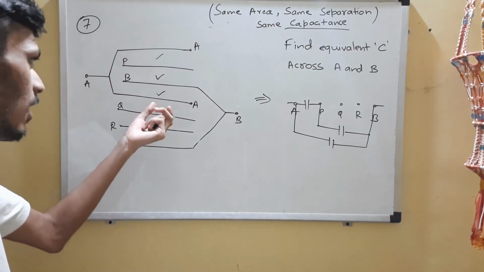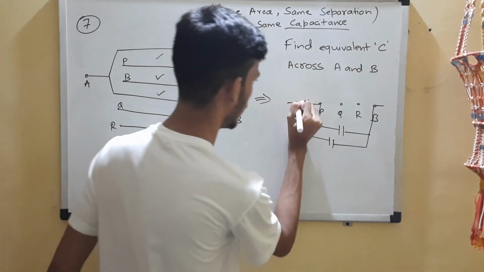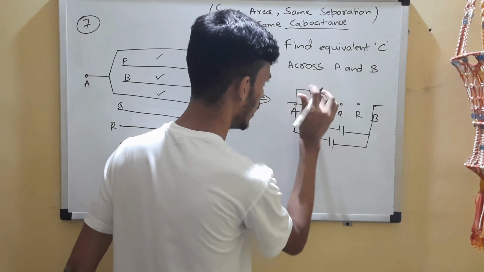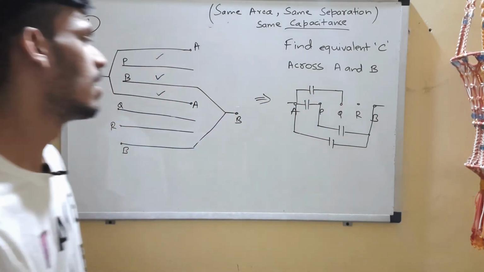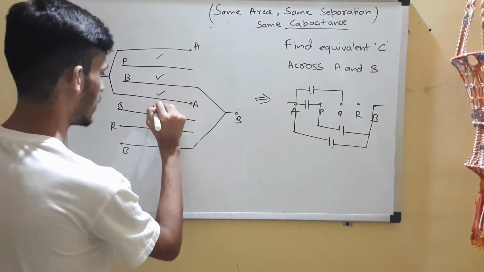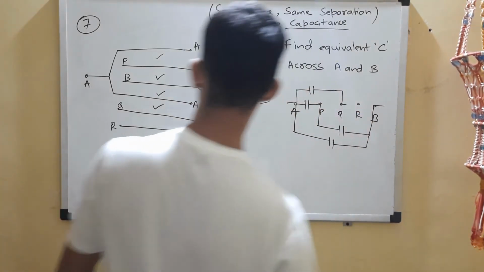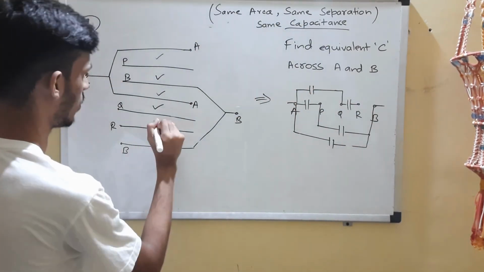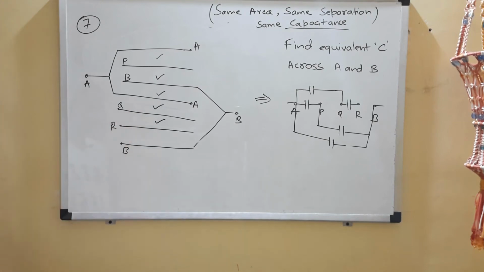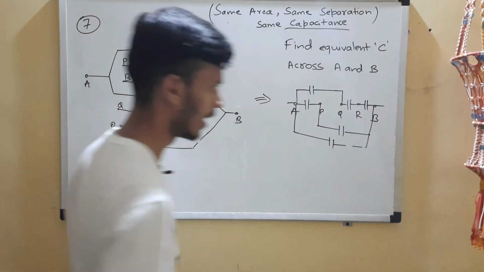Now the next thing, we have a capacitor between A and Q. One plate is connected to A and one plate is connected to Q. Somewhat like this. Fine. The next thing is we have two plates between Q and R, right? One is connected to Q, one is connected to R. So this is also considered Q and R. And finally, we have plates between R and B. One is connected to R, one is connected to B.